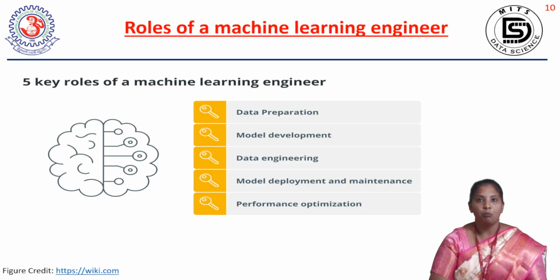Next one, a very important concept, that is the roles of a machine learning engineer. There are many roles a machine learning engineer can play, but the five major key roles of a machine learning engineer are data preparation, model development, data engineering, model deployment and maintenance, and performance optimization. These are the major roles of a machine learning engineer.